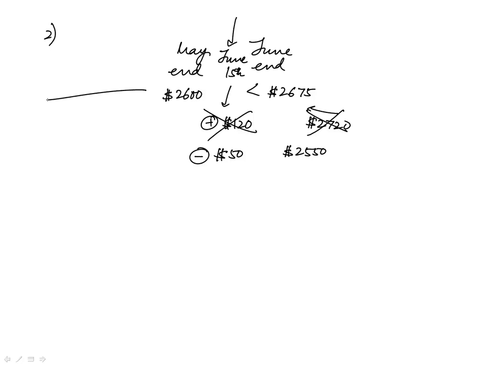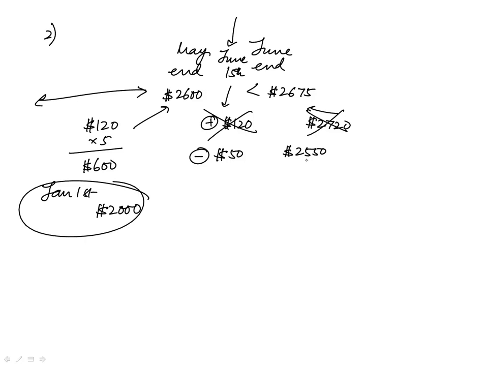Now if we assume that for the first 5 months, January 15th to May 15th, deposits of $120 were made, then again, to find the balance at the beginning of the year, we would subtract this amount from 2,600, and again, Jan 1st, the balance is $2,000. And then we say for the remaining of the year, we're just withdrawing $50 on the 15th of the remaining 6 months.